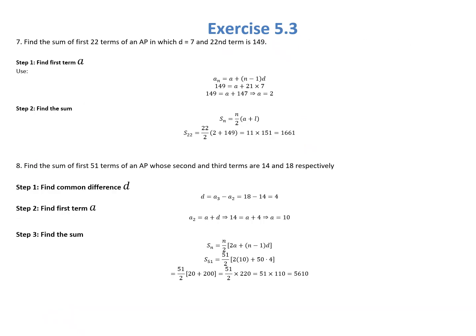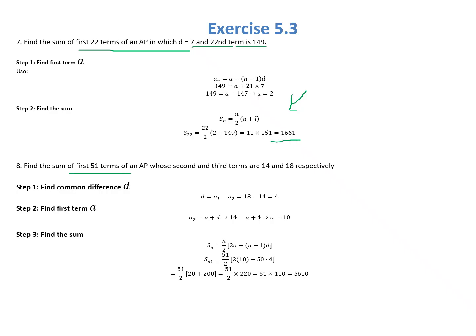So in this slide, again, we have to find the sum of the first 22 terms of the AP. d is equal to 7, and the 22nd term is equal to 149. We'll solve this equation with the help of the given formula to get the value of a. When we get the value of a, we can put it into Sn equal to n by 2 (a plus l) to get the value of the sum. So the sum is equal to 1661.